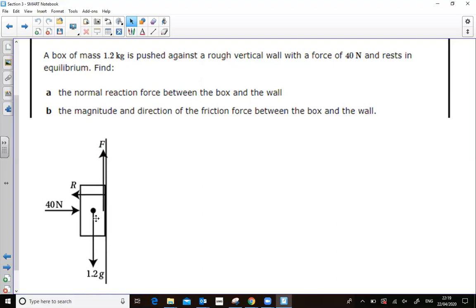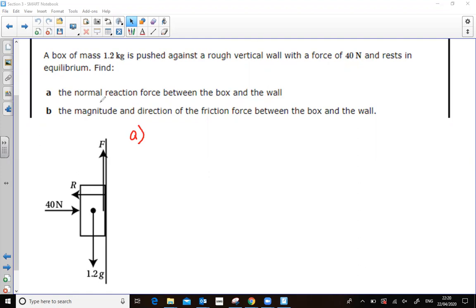Okay, and we have the weight acting downwards, and because the box is not moving down, there must be a frictional force stopping the box moving down, hence the frictional force will have to go upwards. So hopefully you now understand how those four forces act on the box. Now let's look at question part A.